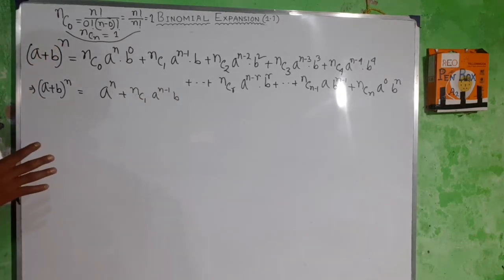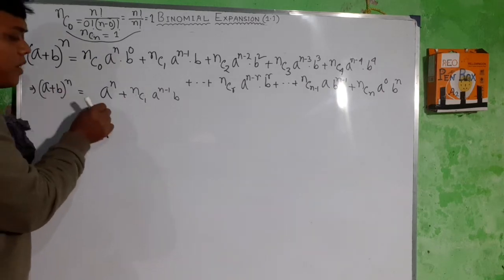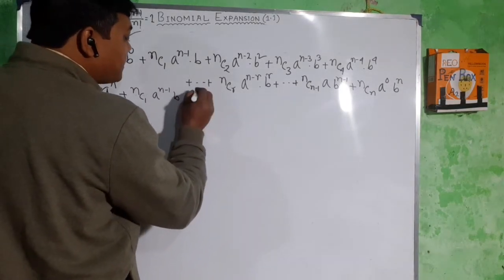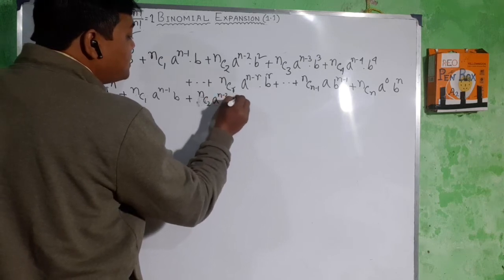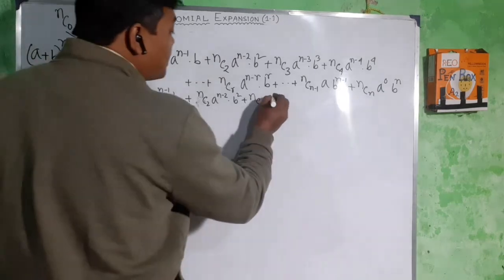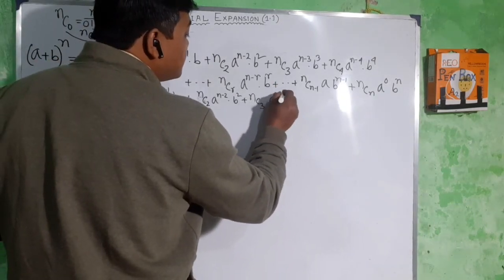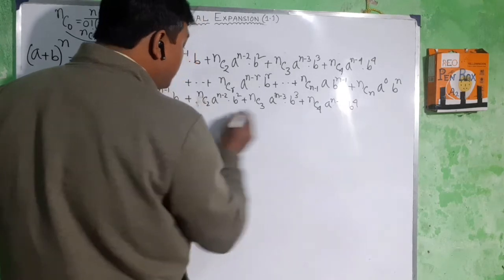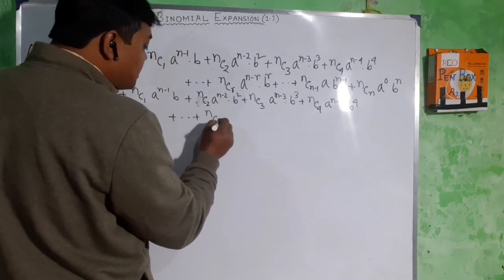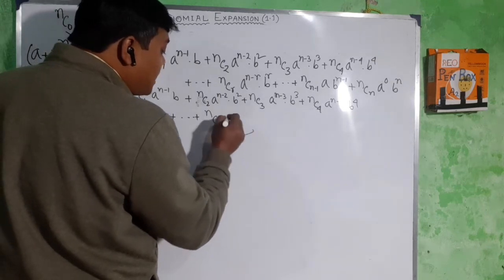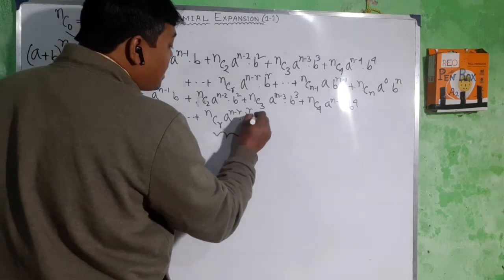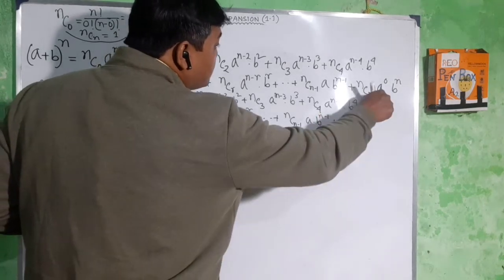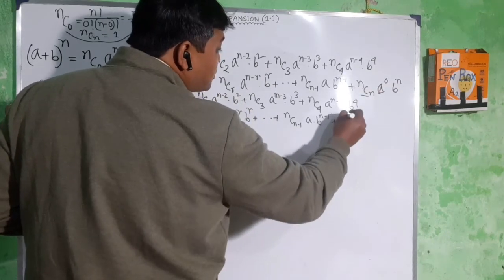When anyone asks you the question what is the expansion, you will start with a to the power n plus nC1 a to the power n minus 1 into b plus nC2 a to the power n minus 2 into b square plus nC3 a to the power n minus 3 into b cube plus nC4 a to the power n minus 4 into b to the power 4 plus dot dot dot up to some terms I have written here, the (r plus 1)th term a to the power n minus r b to the power r plus nC(n minus 1) a into b to the power n minus 1, and because a to the power 0 is 1 and nCn is also 1, we will get b to the power n.